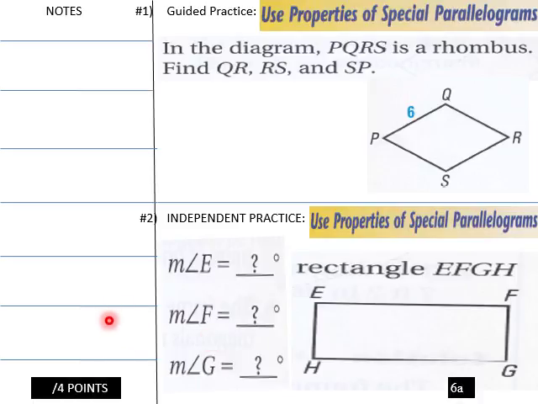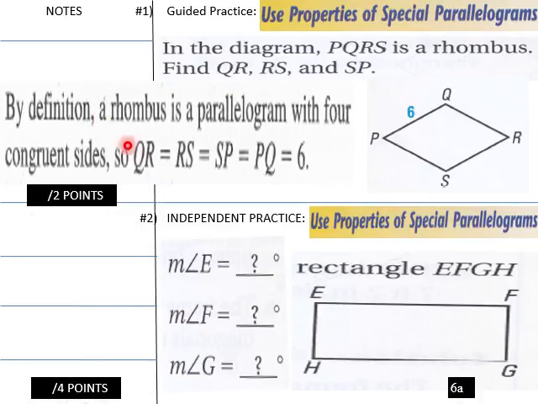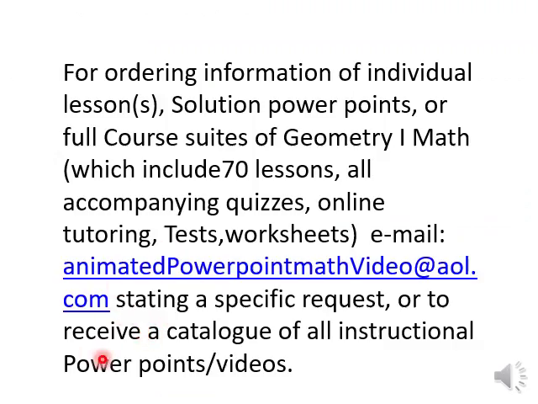Okay, welcome back. Our solutions for this: a rhombus is a parallelogram with 4 congruent sides. So QR, RS, SP, and PQ all equal 6 like this. They're all congruent. And these angles here, they all measure 90 degrees. We know that about a rectangle, yes?